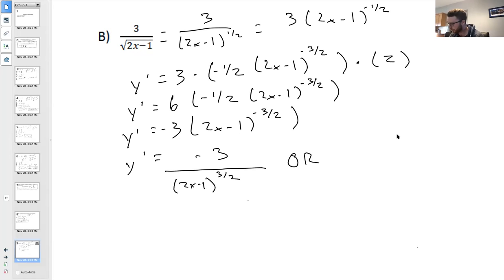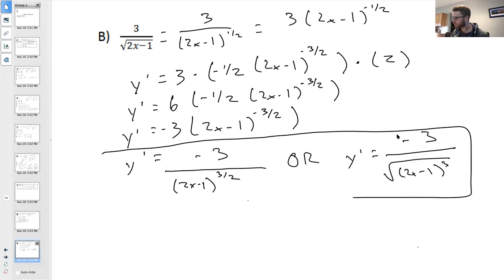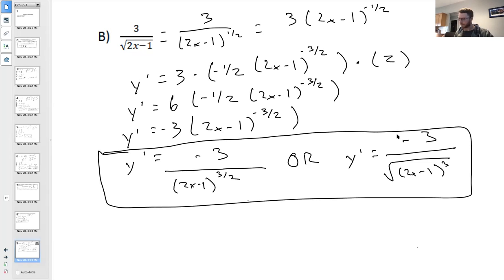Or if you wanted to, you could do y prime is equal to negative 3, and you could put that into a root. Okay, let's give you a second there.